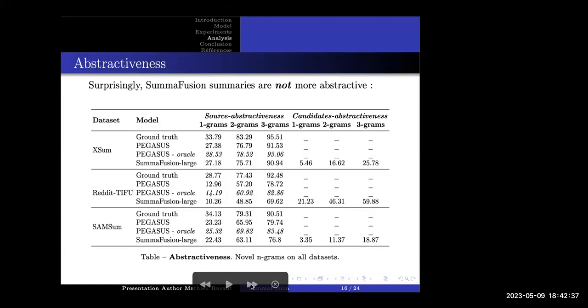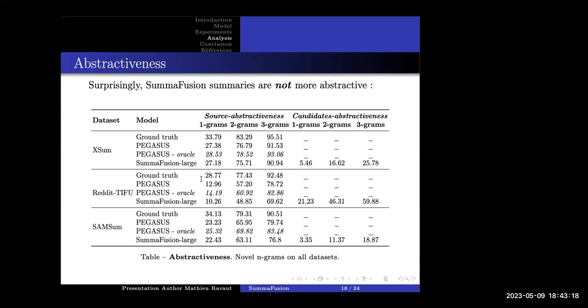But surprisingly, SummaFusion summaries are not that much more abstractive in terms of source abstractiveness. Right? So if we have a look at both, source abstractiveness and candidate abstractiveness, we compute the percentage of new unigrams, bigrams, and 3-grams which are new. Right. So that's how we typically evaluate abstractiveness. And what we see is that SummaFusion actually lowers a little bit the source abstractiveness, but that's fine. I mean, the base Pegasus was already quite abstractive on this very highly abstractive summarization task.